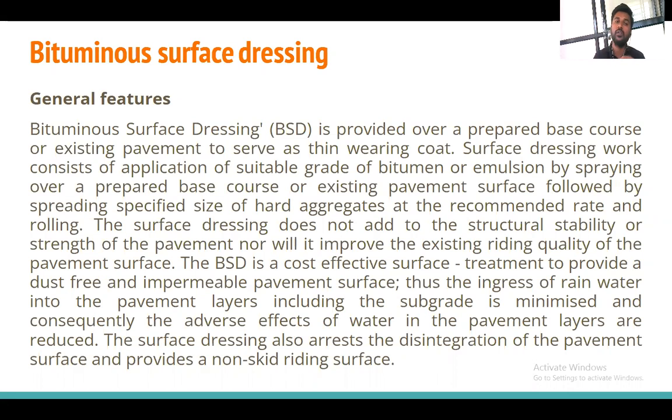Application of the bituminous surface dressing. This bituminous surface dressing work consists of application of a suitable grade of bitumen or emulsion, sprayed over the prepared base course or existing pavement surface, followed by spreading a specific size of hard aggregate at the recommended rate. At the top surface, we will go for the specified application of that thin layer of the bituminous surface.